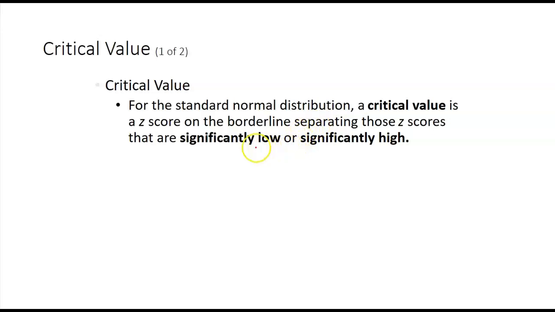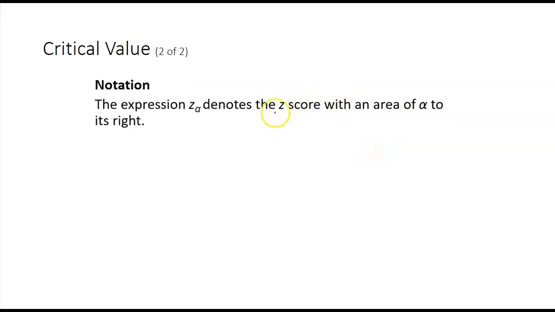Okay, sometimes you'll be asked to find the critical value, and a critical value is a z-score on the borderline that separates those z-scores that are significantly low or significantly high. Okay, so when you have notation like this, then this alpha here that they're giving you is going to represent the area to its right. So if I have to find z of 0.05, then I'm going to find the z such that 0.05 is to the right of it. So that's what this little subscripted notation means.